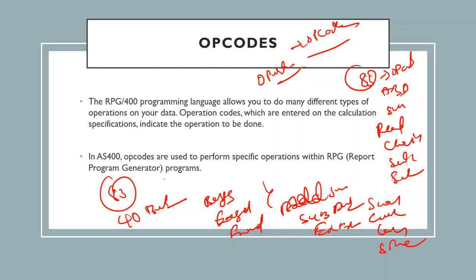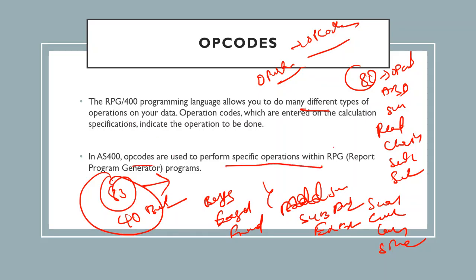If you know the 83 operation codes and when each operation can be used, then you are good enough in RPGLE. You have learned almost 75% of the AS400 course. Okay, if you know the 40 built-in functions, whenever we can use them, what is the syntax, how we can use them, then you know everything.